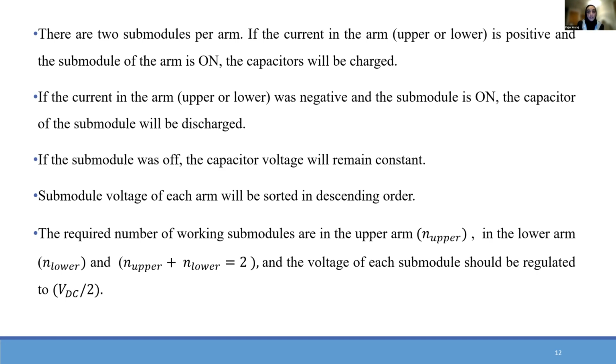The first level is if all the submodules of the upper arm are on and the lower arm is off, so n upper is equal to 2 and n lower will be 0. The second level is if one submodule is on in each arm, so n upper equals n lower equals 1. And the last level is if all the upper submodules are off and the lower submodules are on, so n lower will be equal to 2.